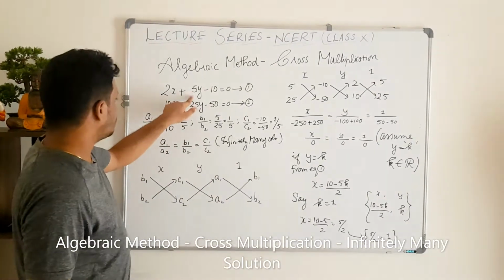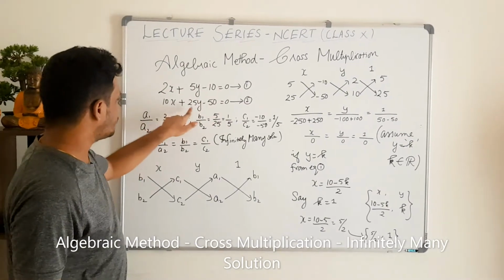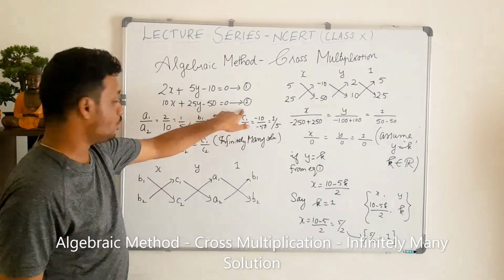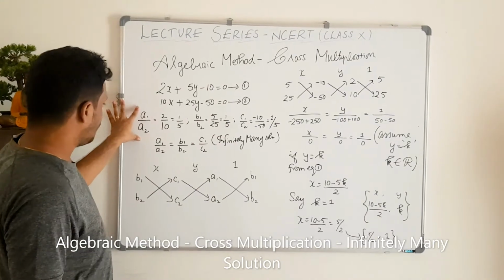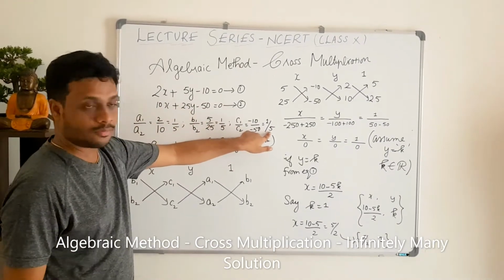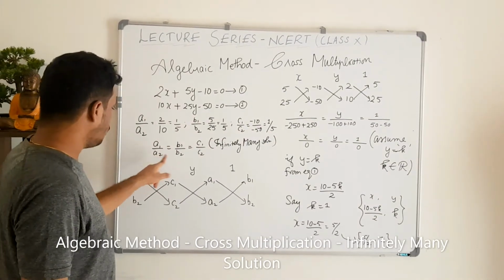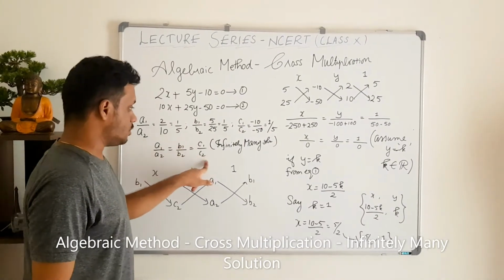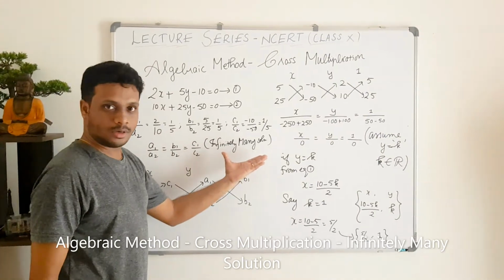We have 2x plus 5y minus 10 equal to 0, 10x plus 25y minus 50 equal to 0. I have found out the value of a1 by a2, it's 1 by 5, b1 by b2 is also 1 by 5, c1 by c2 is also 1 by 5. So this is going to be a1 by a2 equals b1 by b2 equals c1 by c2, which is the condition for infinitely many solutions.